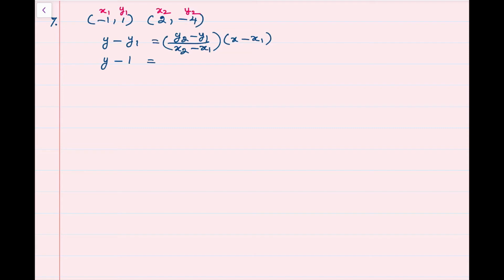Y minus 1 is equal to minus 4 minus 1 is minus 5 divided by 2 minus of minus 1 is plus 1, 3 times x minus of minus 1, which is plus 1. Let us multiply by 3. Here multiply by minus 5. Therefore, the equation is 5x plus 3y plus 2 equal to 0.